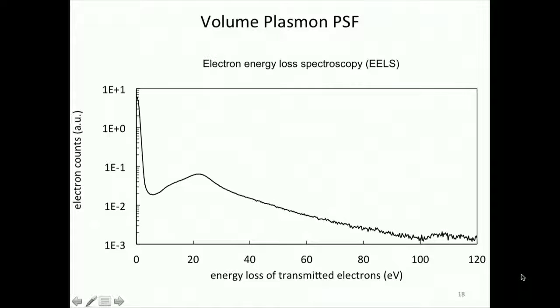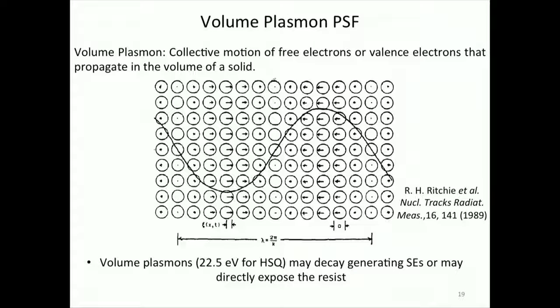So what is that large peak at 20 eV? This is what people usually call the volume plasmon, which is the collective motion of free electrons, or valence electrons in the case of a dielectric, insulator, or semiconductor, that propagates in the volume of the solid. Here I have a schematic from the paper from Ritchie, of how the volume plasmon looks like. What he plotted was the displacement of electron clouds in the material.